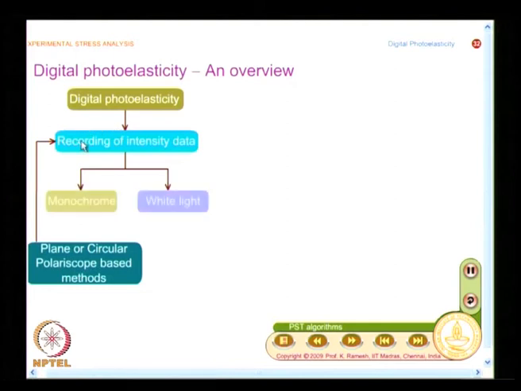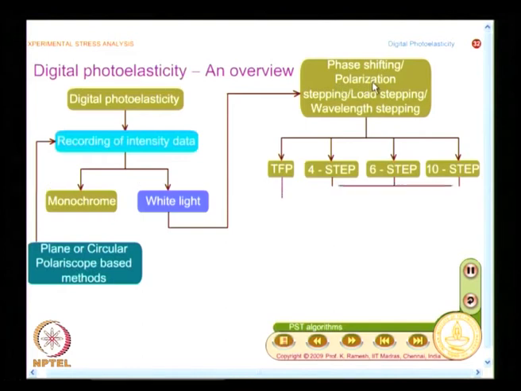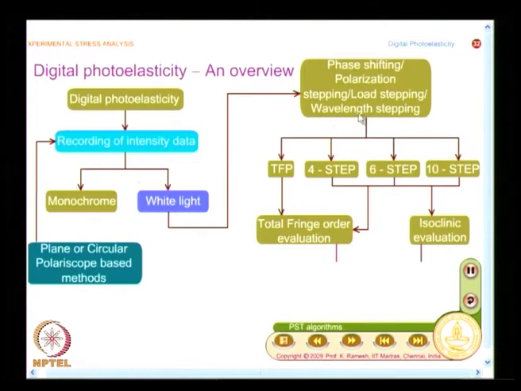Basically, you record intensity data and you use either a plane polariscope or a circular polariscope, and you have a classification of methods as monochrome based methods and white light based methods. And white light is what we have seen; we will also have a look at what the sub classification is. In the literature you will find there are phase shifting techniques, polarization stepping techniques, load stepping techniques, and also wavelength stepping techniques.